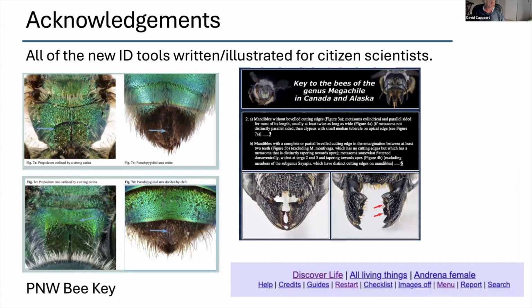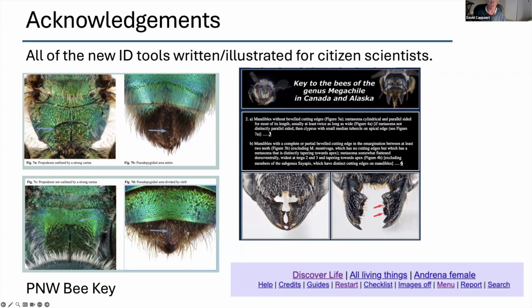So when I say a couple of acknowledgements, a big one is I'm very grateful to folks who in the last 10 or 20 years have created new diagnostic resources that actually work for people who don't know what scabriculus means. I took a few samples here from the Pacific Northwest, keys to genera, and you don't need to know a lot of terminology if you can look at the picture. If what you're supposed to see here is a strong carina compared to another bee that doesn't have a strong carina, you don't even need to know what carina means.